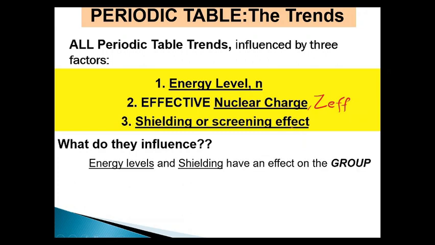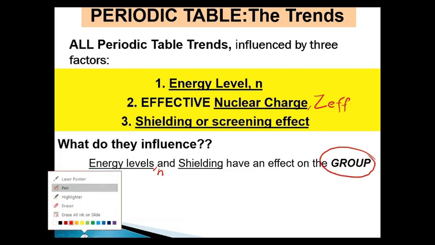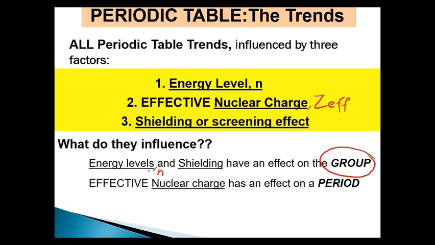So what do these factors influence? Both energy levels and shielding effect have an effect on the group of elements. Meanwhile, the effective nuclear charge or ZEF has an effect on a period.